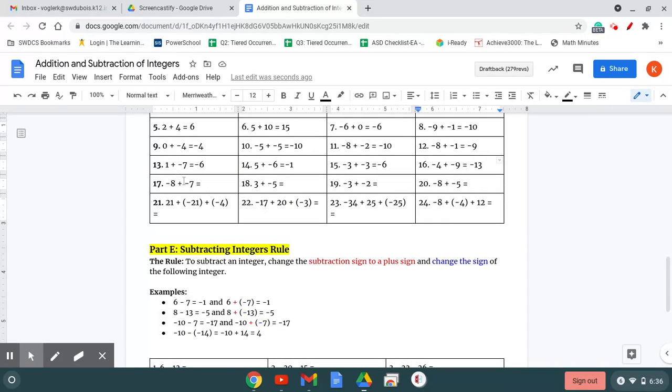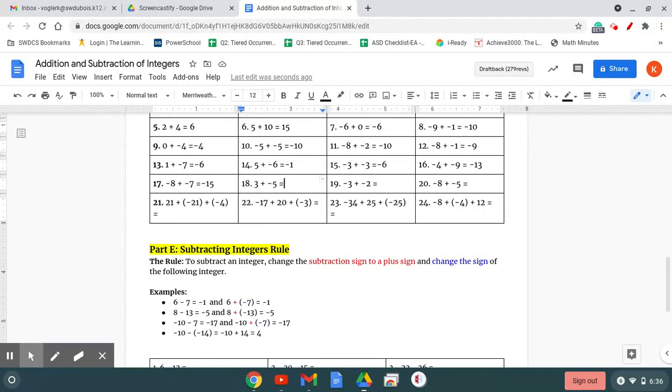All right, 17. Again, two negatives, same sign. Keep your sign and add. We're going to keep our negative sign. And then what is 8 plus 7? 8 plus 7 is 15. So negative 8 plus negative 7 equals negative 15. All right, 18. Go ahead and try that one on your own.